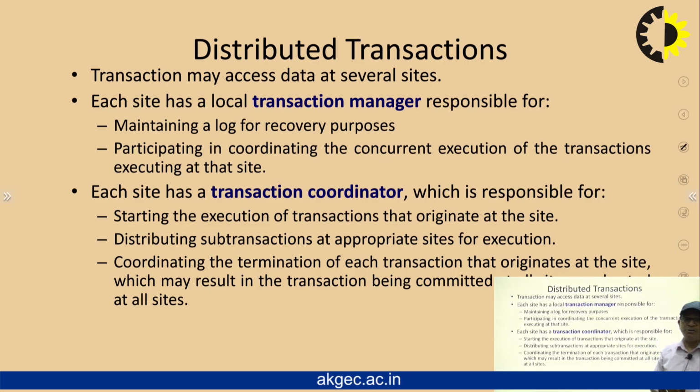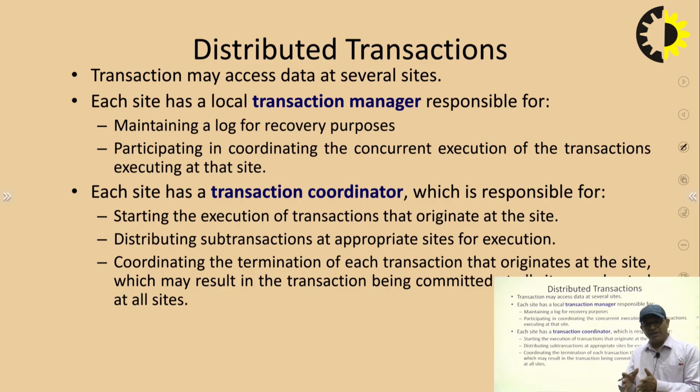Participating in coordinating the concurrent execution of the transactions executing at that particular site. If there are more operations, then parallel transactions can be done. Each site has a transaction coordinator also, which is responsible for starting the execution of transactions that originate at the site. Second, distributing sub-transactions to appropriate sites for execution, if there is any sub-transaction that needs another site to execute. Third, coordinating the termination of each transaction that originates there, which may result in the transaction being committed at all the sites. Just as initiation of the transaction is a function of the coordinator, closing or termination of the transaction is also a function of the transaction coordinator.